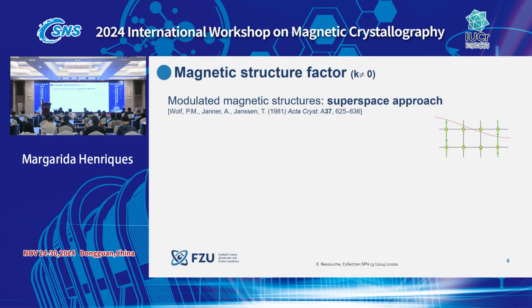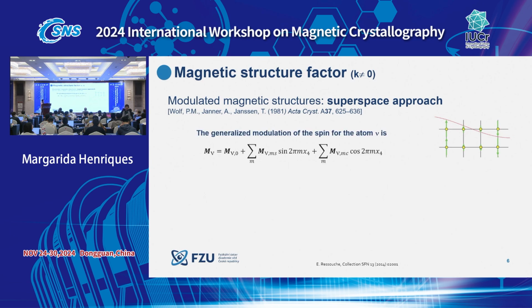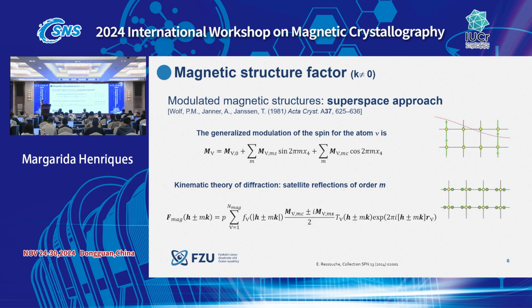We have also seen that modulated incommensurate magnetic structures can be described by the superspace approach. The core of this approach is that the magnetization density is generalized to a higher-dimensional superspace to recover the lost translation symmetry in real space. The magnetic moment is then given by this Fourier series, where M0 is your general term, and then you have these sine and cosine amplitudes. The kinematic theory of diffraction tells you that you will have satellite reflections at certain positions, which also depend on your k-vector.